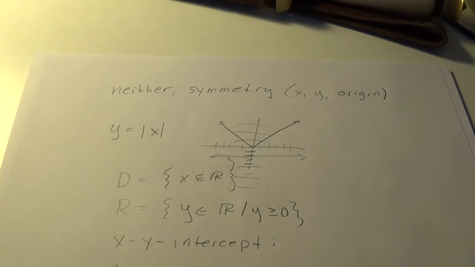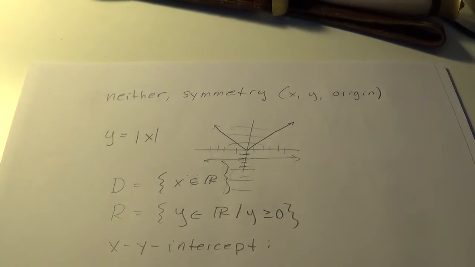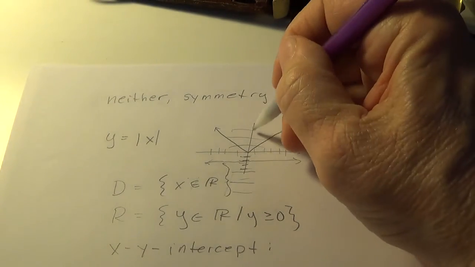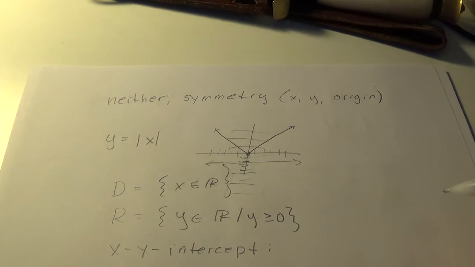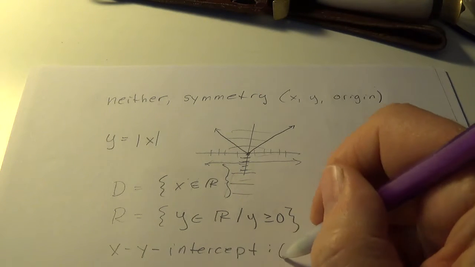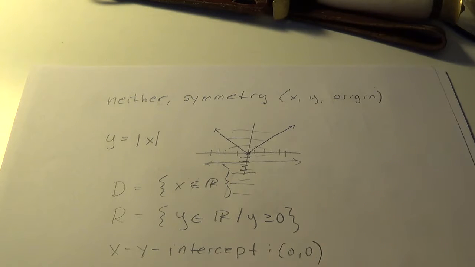All right, what are the x and y intercepts for this graph? Well, here's the y-axis, and the x-axis, they both intercept right there, so they're both the same in this graph, (0, 0).